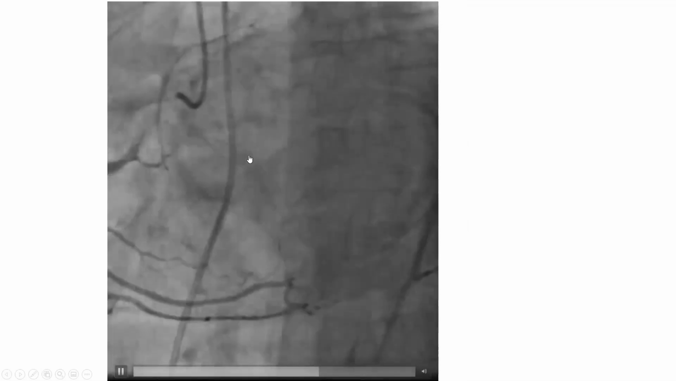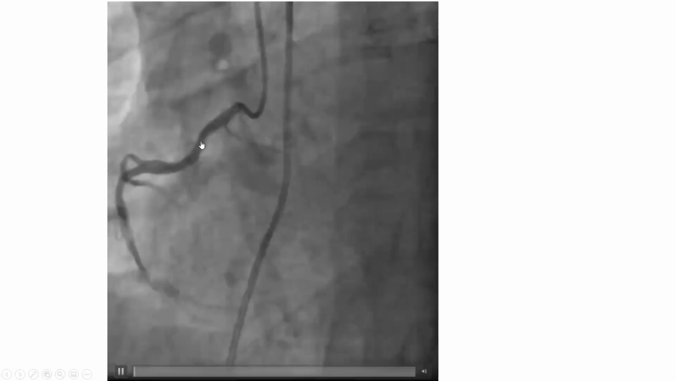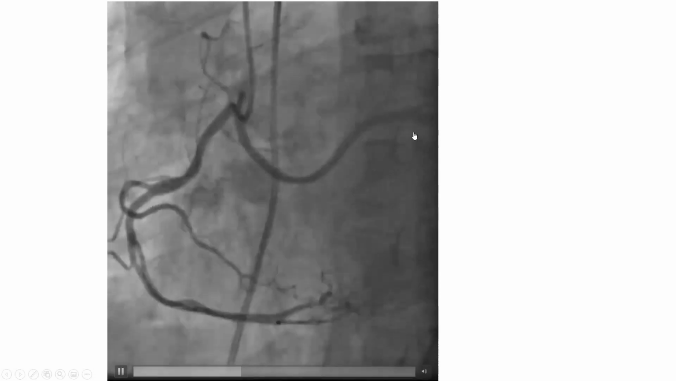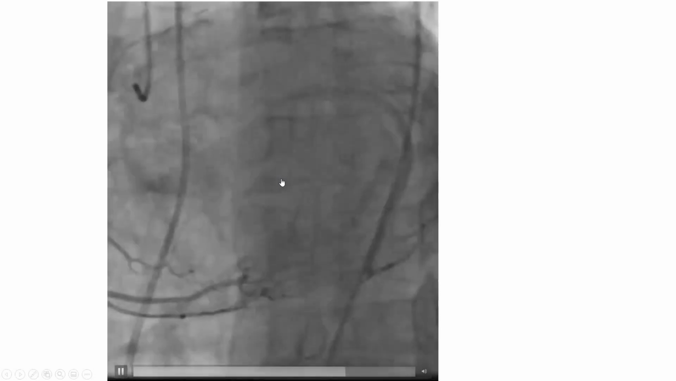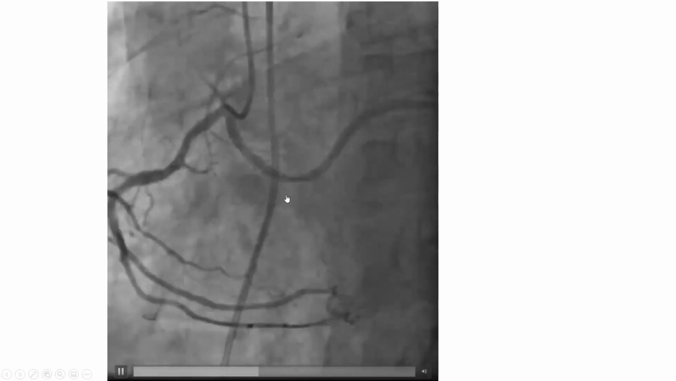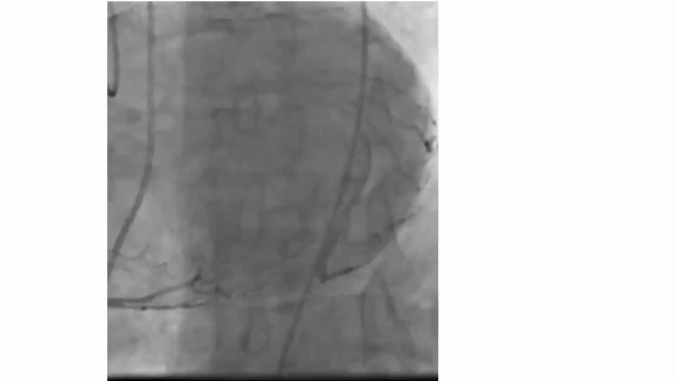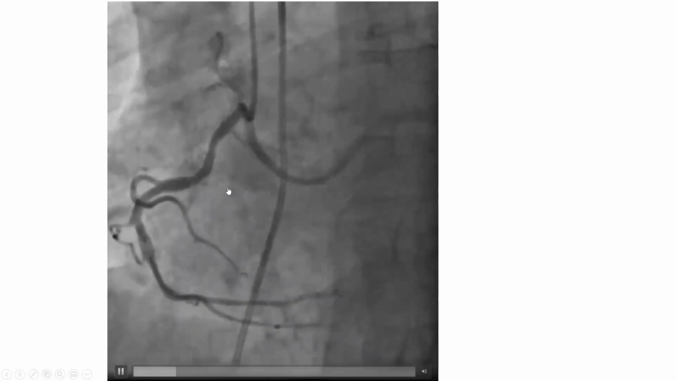So that LAO view defines the anomalous origin. Okay, our left circumflex is from the right sinus. And it's a big left circumflex. It gives a lot of obtuse marginals, as you can see here. So the next step is to define the course. Or wait, we decided that an anomalous left circumflex is always retroaortic, but it's nice to prove it.